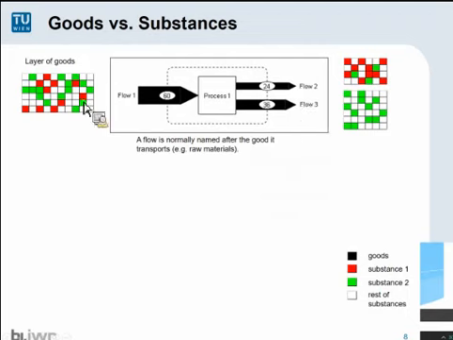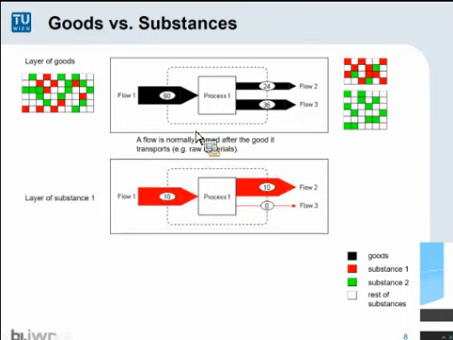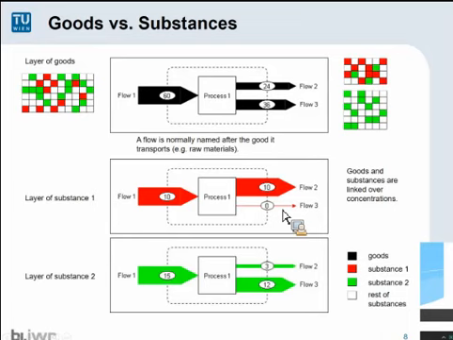And the green substances, most of them were going to flow 3 and a few of them to flow 2. And the only thing that you have to do now to make the step from an analysis on the layer of goods to the layer of substances is you have to count, let's say here, the red squares. So there are 10 squares going in and 10 squares going out and none going to flow 3.